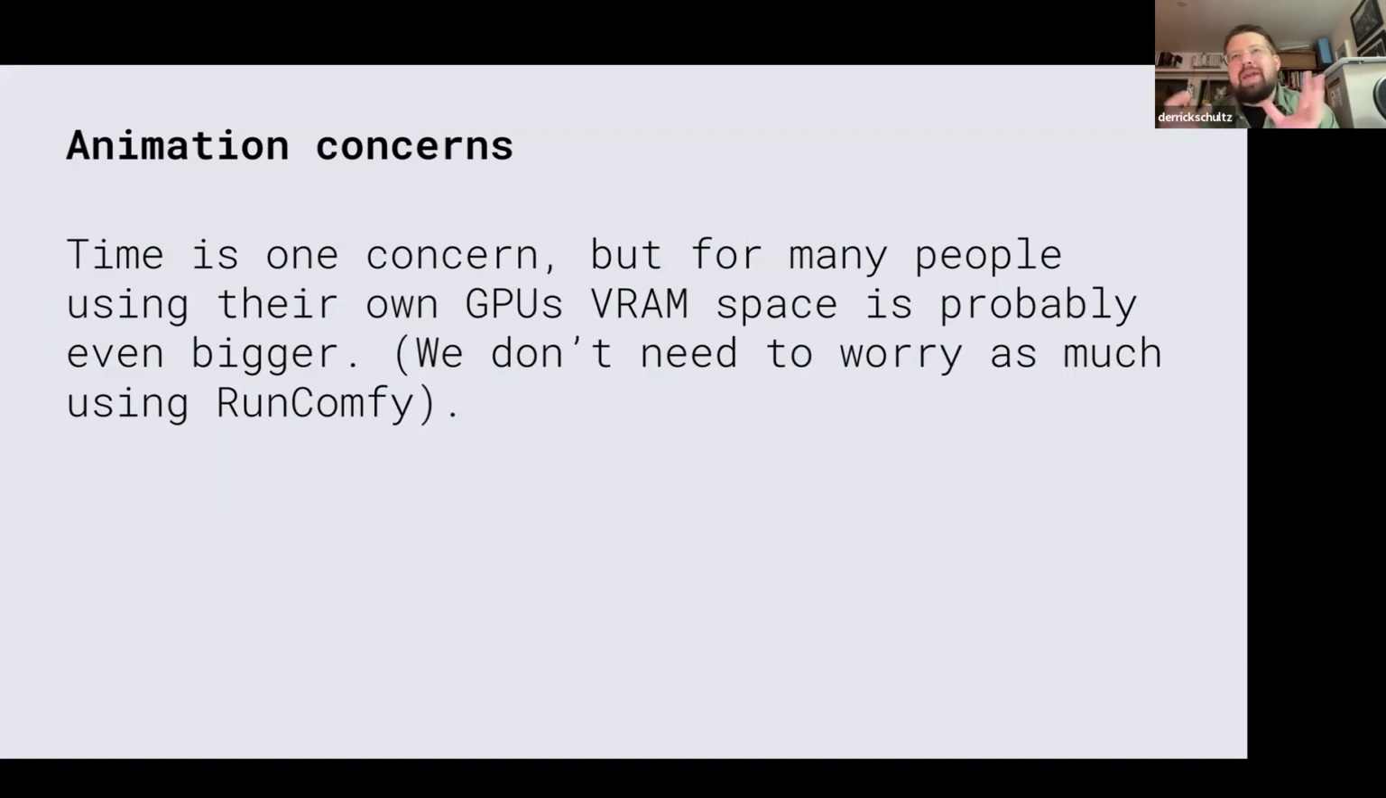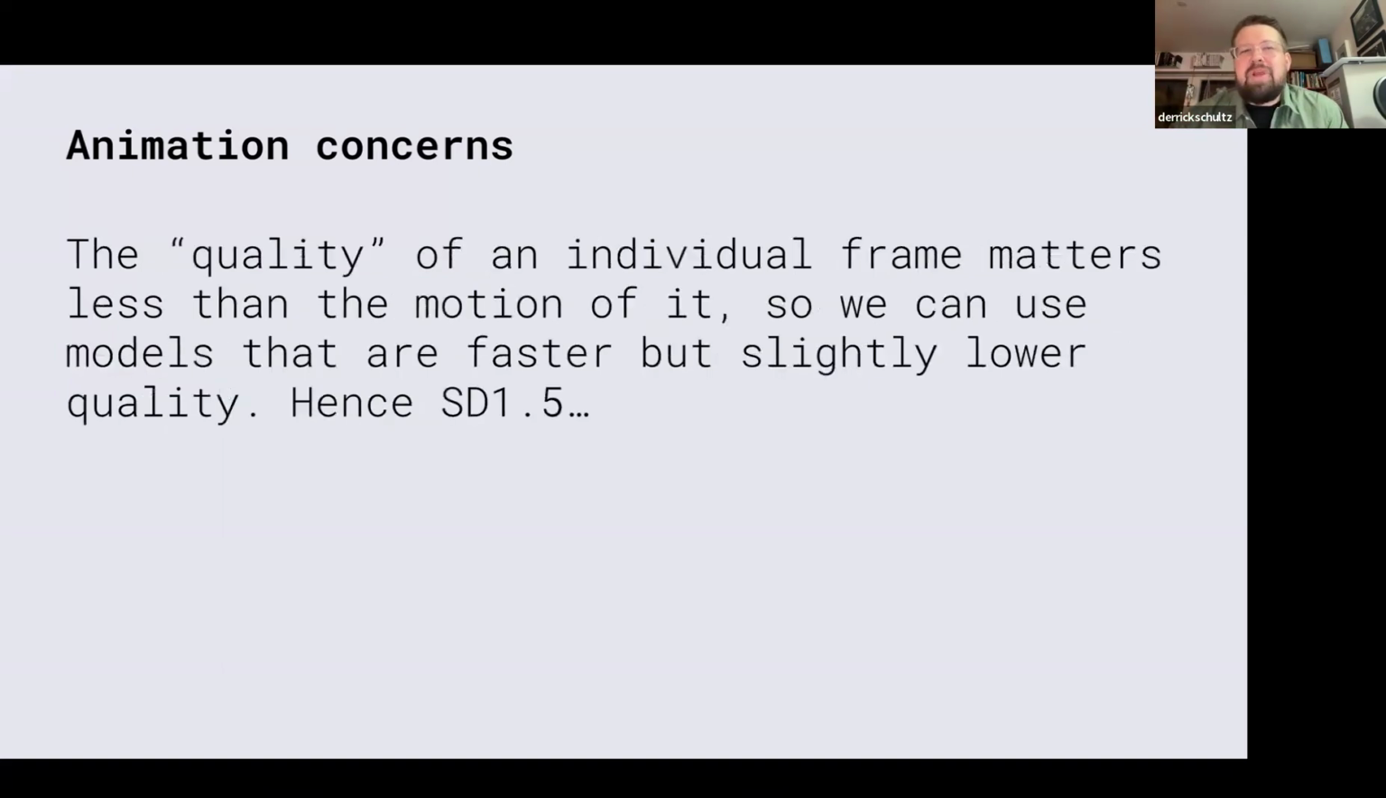As I mentioned before, a lot of the community is still stuck with SD 1.5, in part because of some of these GPU concerns, in part because of the tooling that exists, but also because realistically, if you're making a single image, the quality of that single image matters a lot, since someone is going to be staring at it, looking it over, maybe downloading it and zooming into it. The quality of an individual frame matters a lot.